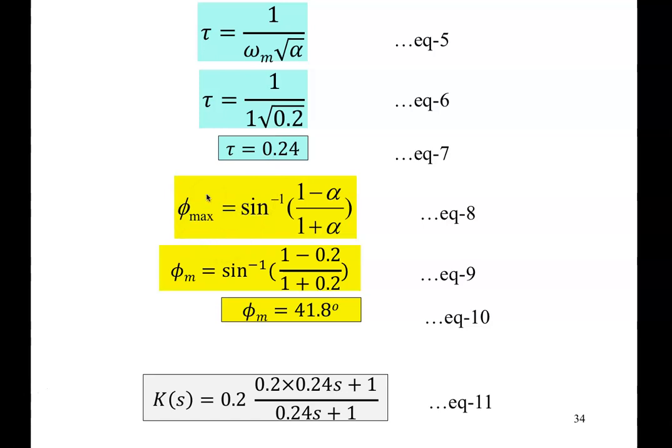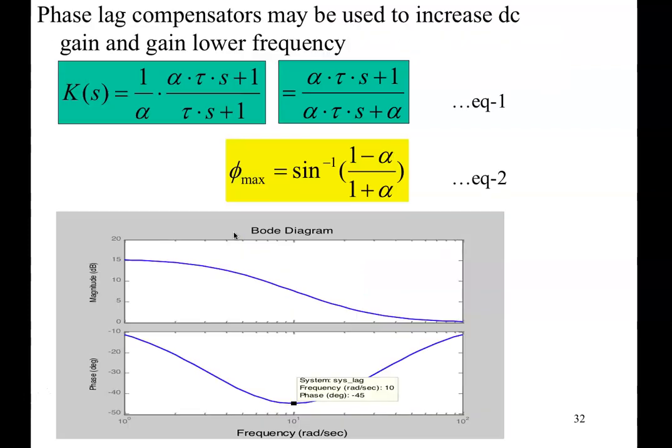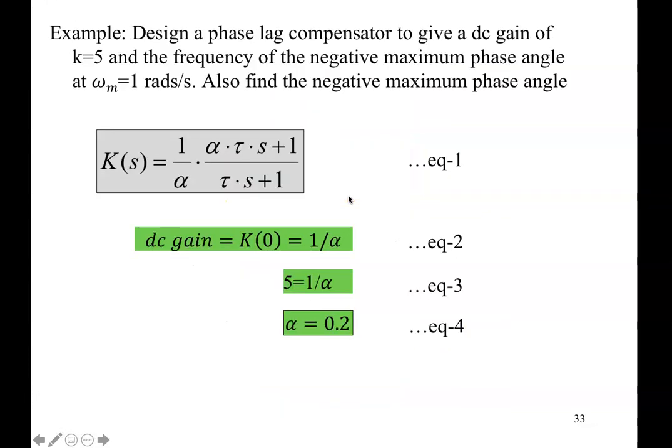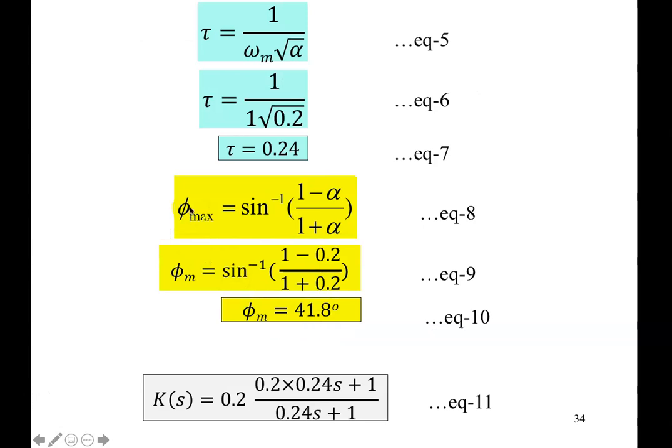And I can actually find out the phase angle as well, because this equation, if I just go back there, this equation here, okay? Because in my first calculation, I worked out the alpha value. This will give me a maximum phase angle of 41.8. It's actually a negative value, okay? It's a negative phase angle. But the equation will give you a positive value. But you should know this is actually a negative when you substitute everything back into your transfer function.